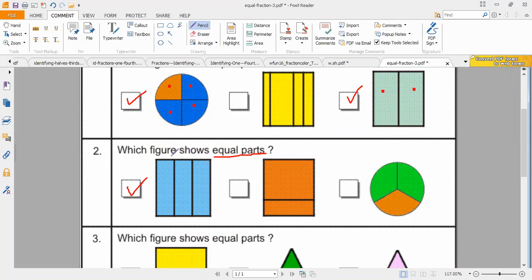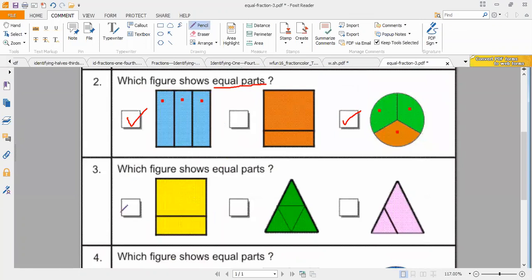Why does this shape have equal parts? Because it is the same shapes. Yes, it's divided into 3 equal parts. And the third one, the circle, it has 3 equal parts. Thank you.